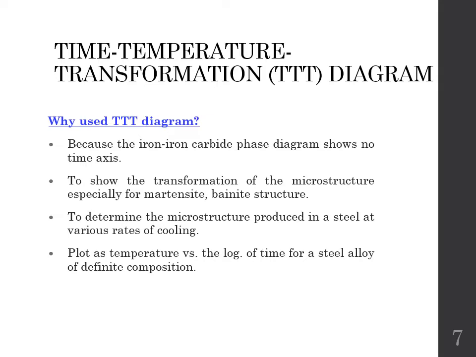And the TTT diagram is also used to plot temperature versus time for steel and alloy at certain composition. For example, 1% carbon, 3% carbon, 6.7% carbon, or 0.022% carbon, which you already learned in the iron-iron carbide phase diagram.